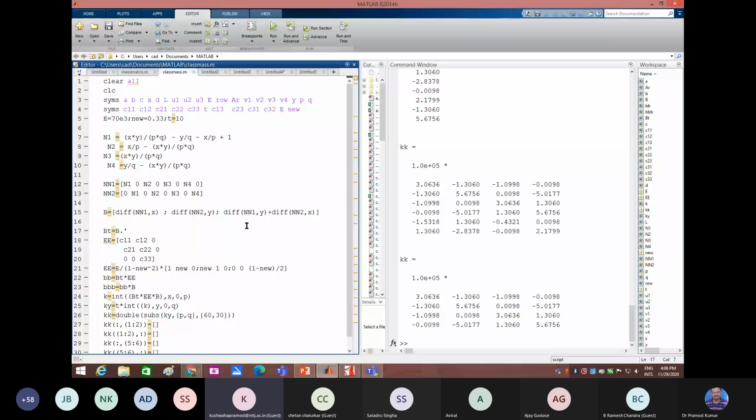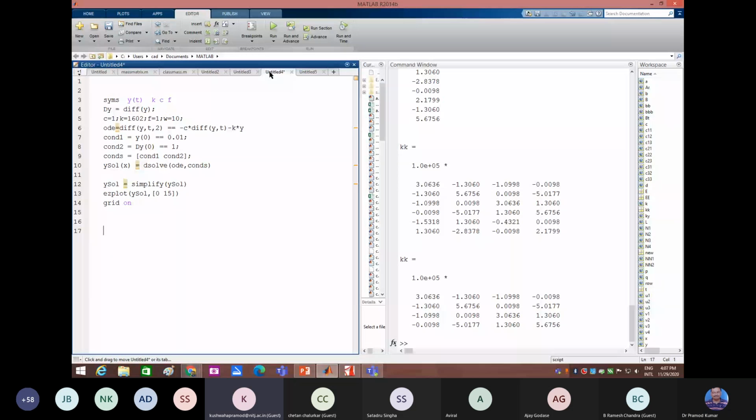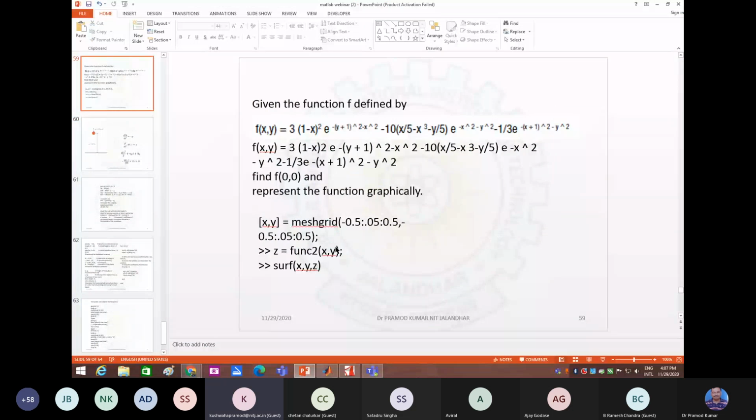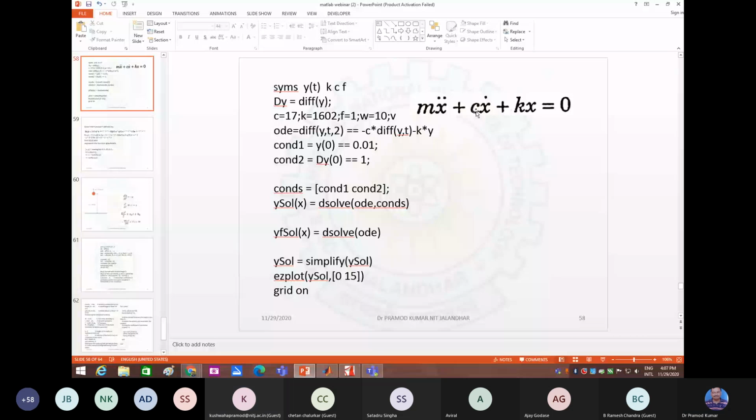I hope you would have benefited a lot, and you can do some problems like this differential equation. I want that you should solve this differential equation, which is this one, by putting the value of m equal to 1, c equal to 1, and k equal to 1. Let us see what result comes in your system. For your assignment, you do this.